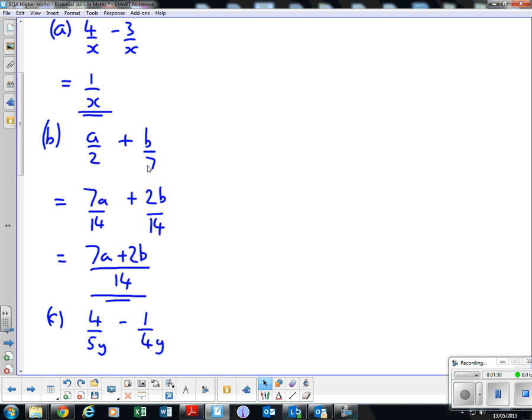You may have seen something where you do 7 times a, 2 times b, multiply these two together. It works sometimes, it's not a great method to use every time.